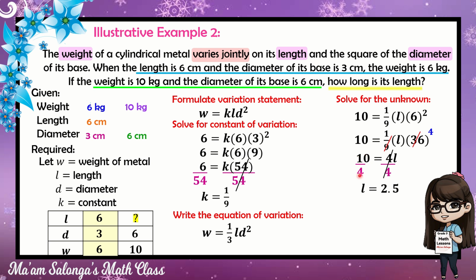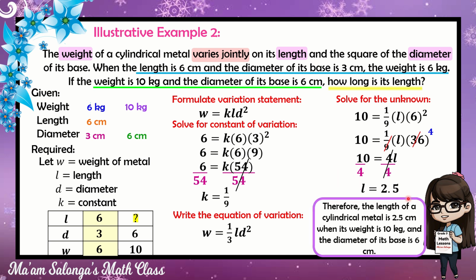Kasi 10 over 4 is not divisible to each other. So, ilo-lowest term natin siya. I-divide natin by 2. So, ang 10 divided by 2 ay 5. Ang 4 divided by 2 ay 2. So, 5 over 2. That is 2.5. Therefore, the length of a cylindrical metal is 2.5 cm when its weight is 10 kilograms and the diameter of its base is 6 cm.